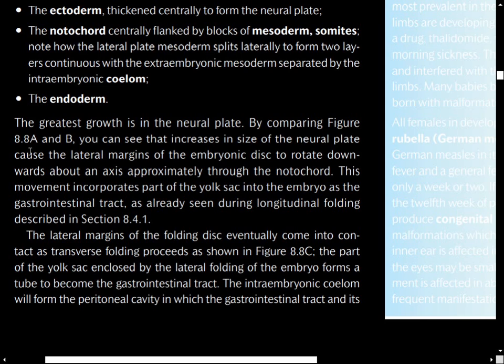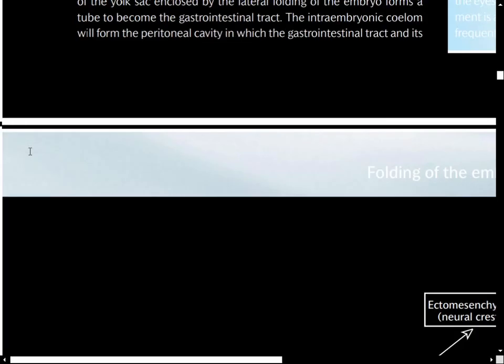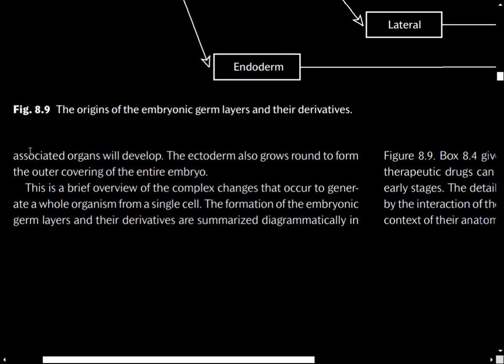The part of the yolk sac enclosed by the lateral folding of the embryo forms a tube to become the gastrointestinal tract. The intraembryonic coelom will form the peritoneal cavity in which the gastrointestinal tract and its associated organs will develop. The ectoderm also grows around to form the outer covering of the entire embryo.